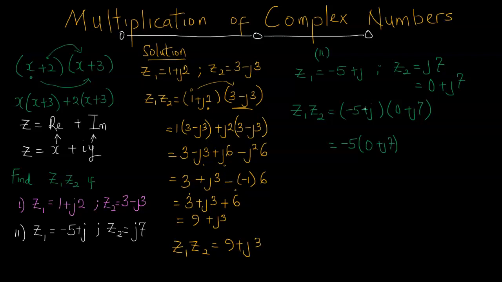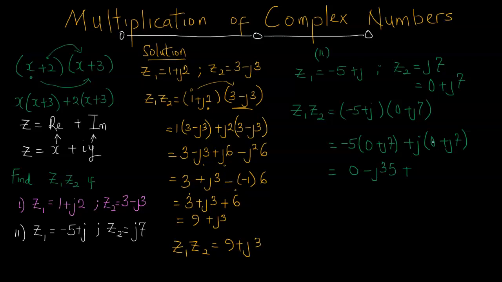Then the second item, the imaginary part in Z1, that's a plus j, is also going to multiply every item in the parenthesis. That's 0 plus j7. So this is negative 5 times 0 is 0. So we've got negative 5 times plus j7. Negative positive is negative. So I've got j 5 times 7 is 35.